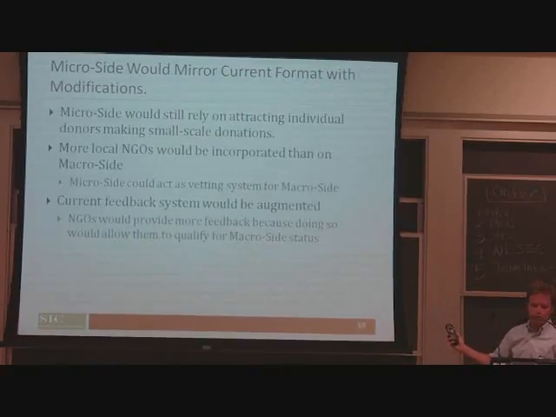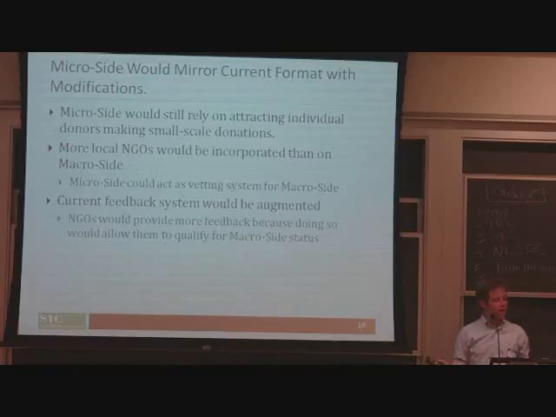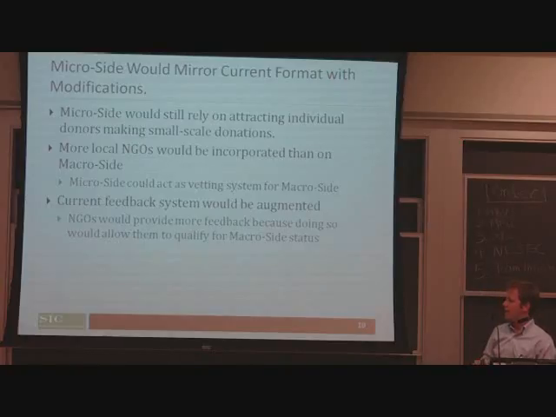Okay, so to discuss the microside: it would mirror the current format, but we think it could be used as a vetting mechanism, so that NGOs that apply to Givology would first be placed on the microside, and then if they seem to be doing a really good job, they could move to the macroside. They would have an incentive to do that because then they would have access to a larger pool of funding. So that would really encourage them to meet all of Givology's standards in terms of feedback.